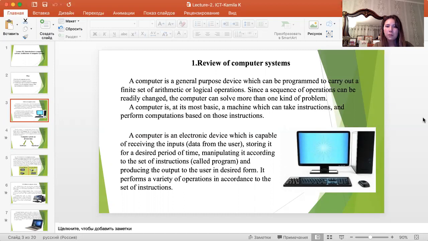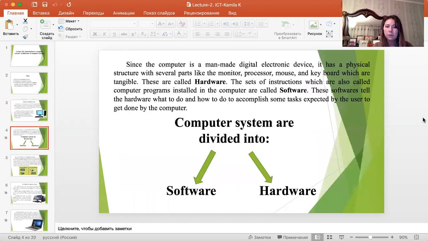A computer is an electronic device which is capable of receiving input data from the user, storing it for a desired period of time, manipulating it according to a set of instructions called a program, and producing the output to the user in desired form. It performs a variety of operations according to the set of instructions.